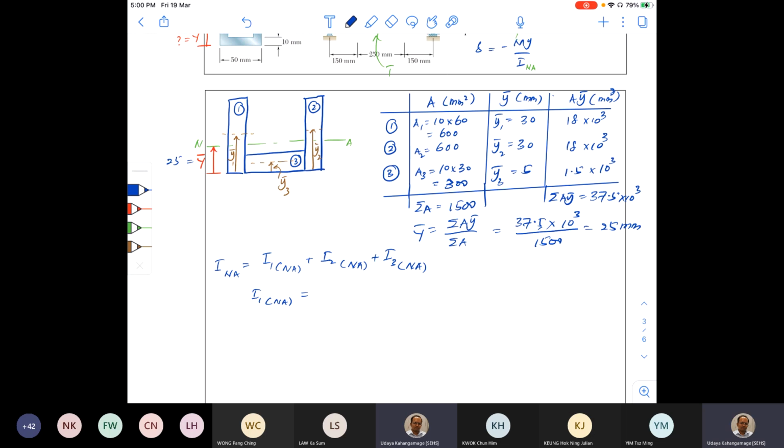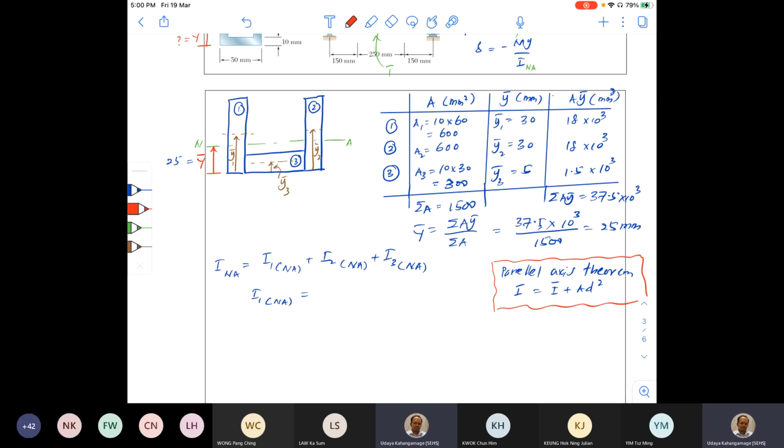Maybe I write the parallel axis theorem somewhere here. Parallel axis theorem. If you can remember, I is equal to I bar plus A D squared. So this is what the parallel axis theorem says. Okay, I bar is the moment of inertia about its own centroidal axis. Right, D is the distance between the centroid and the neutral axis.